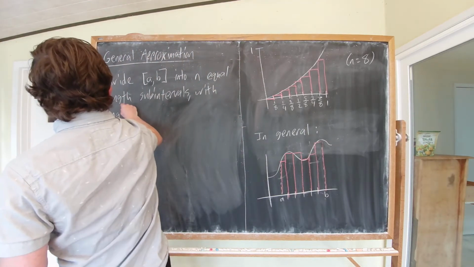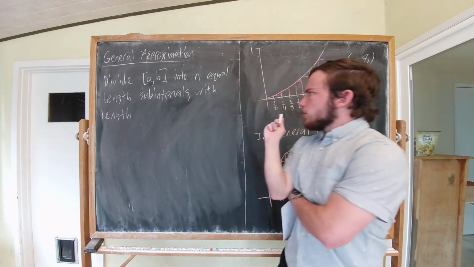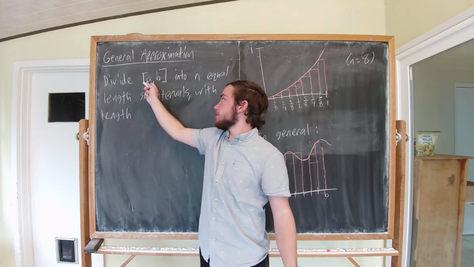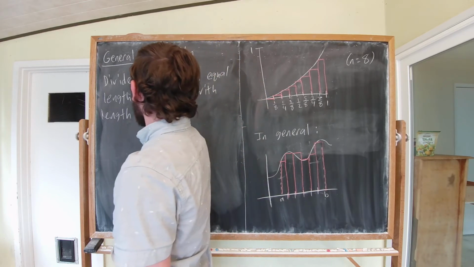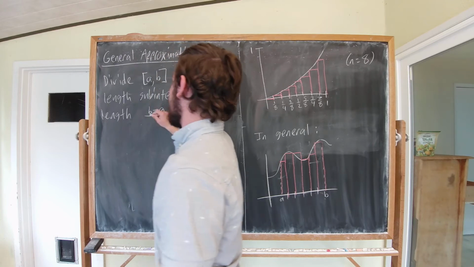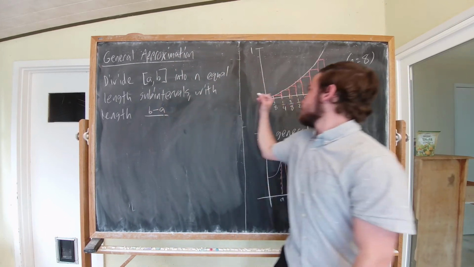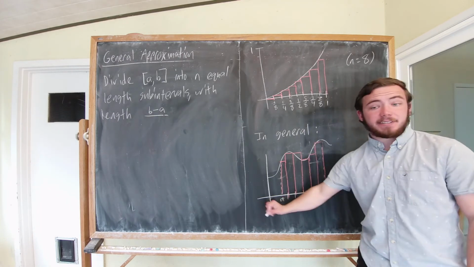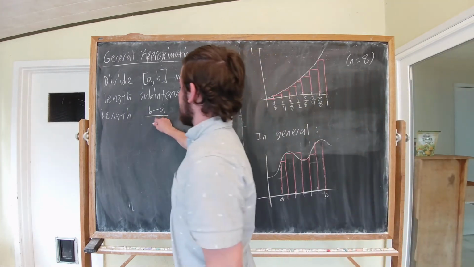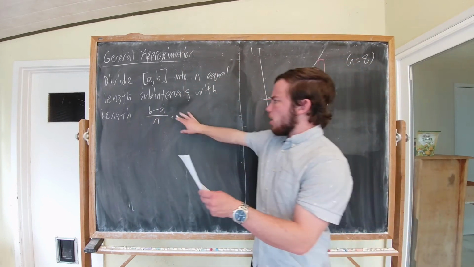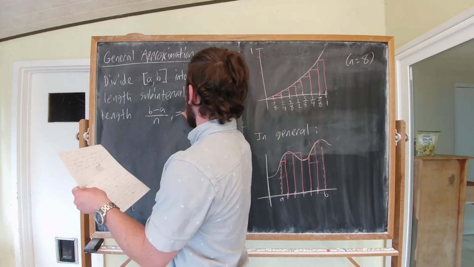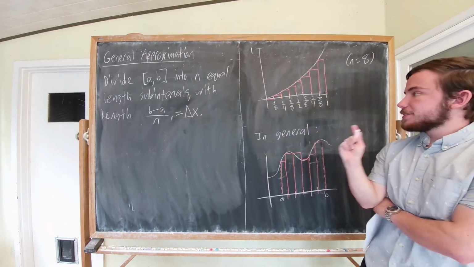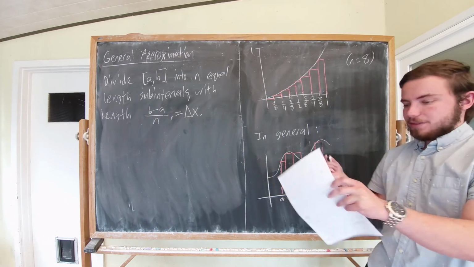And what will their length be? Well, if they're all equal and they add up to make this interval, how long is this interval? Well, that interval is b over a, or sorry, b minus a long, right? 0 to 1 is 1 minus 0. A to b, it's b minus a long. Divide by n. And we're going to call that quantity, b minus a divided by n, delta x. So they all have this same delta x length.